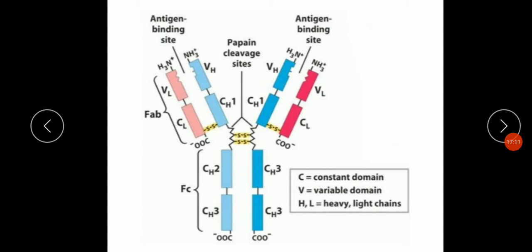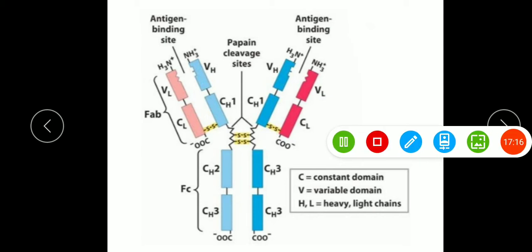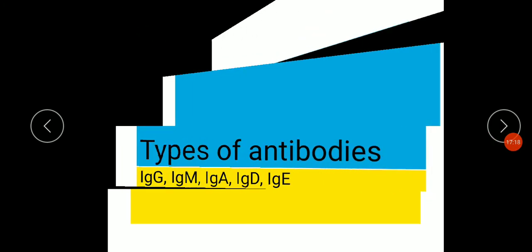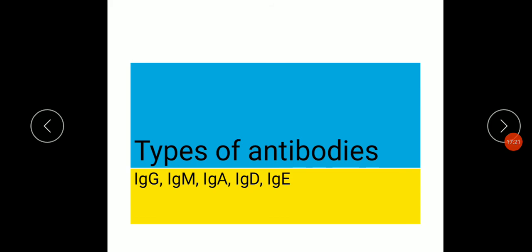So this is the structure of antibody. You learn it through the diagram. Now let me see the types of antibodies.